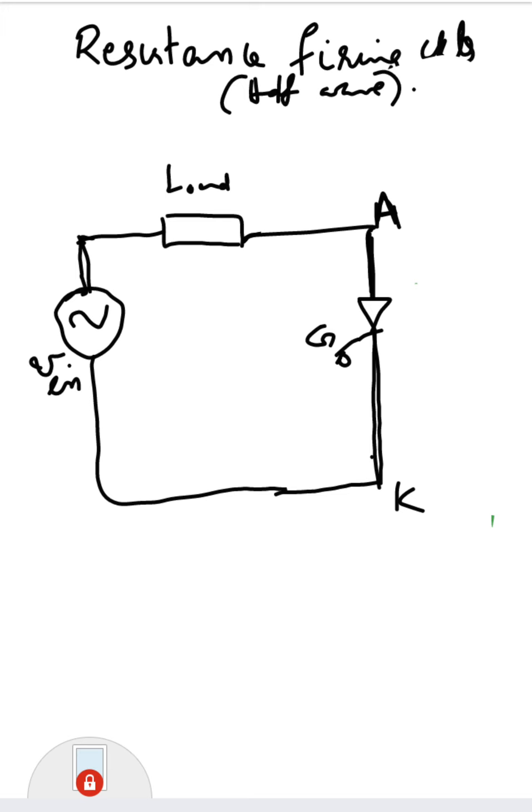So first I will be selecting a resistor here, and it is connected to the gate. Between this gate and cathode I will also be connecting a resistance. This resistance I am calling R2, and this resistance is R.